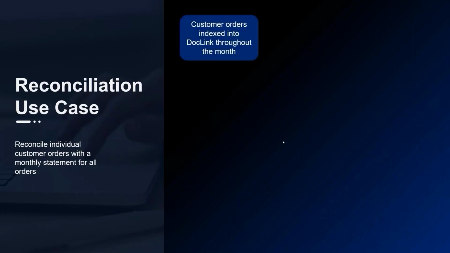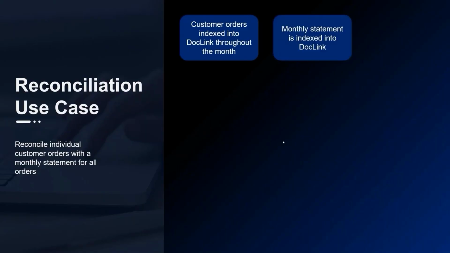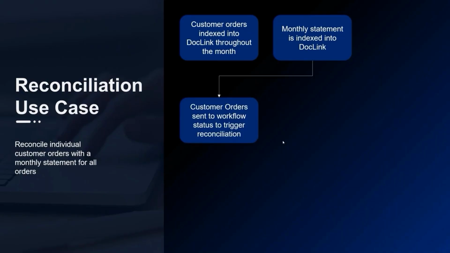The customer orders, they index them into DocLink as they're received throughout the month. Then when they get that monthly statement, they index that into DocLink as well. And that's kind of the trigger for them to move all of those customer orders to a workflow status that's going to fire off the reconciliation process, that automated process. So now reconciliation is doing its thing.